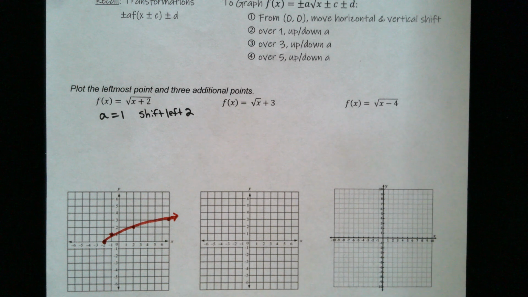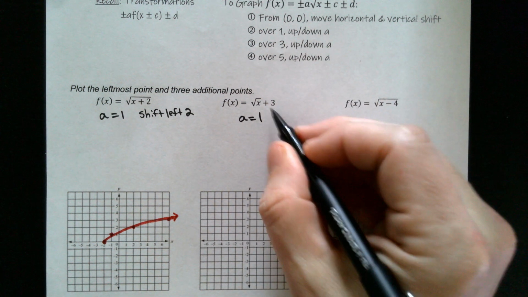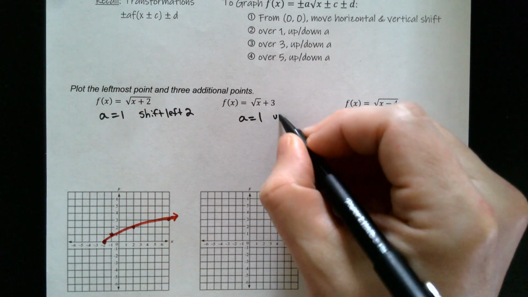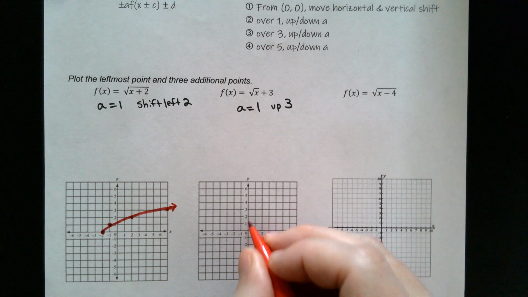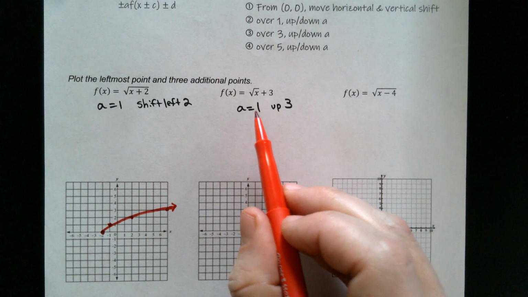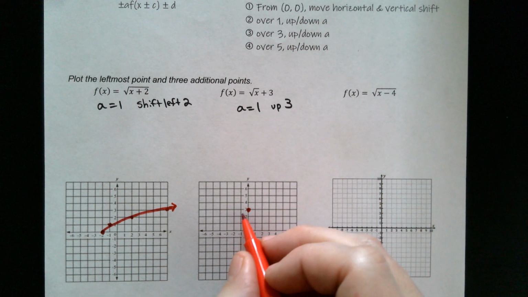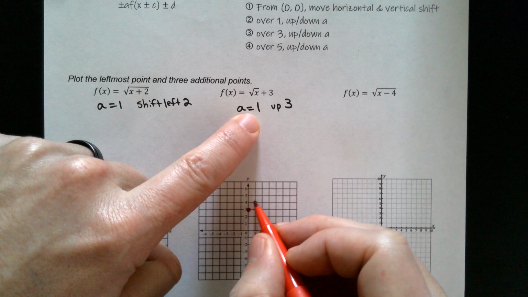Okay, let's take a look at this one. Again, there's no number out in front, so A is equal to 1. This is going to go up 3. That's our shift there. So I normally start in the middle, but I'm going to start now at 3. And since my A is 1, doing it the same way I've done the last two, I move over 1 and then up in the direction of A.